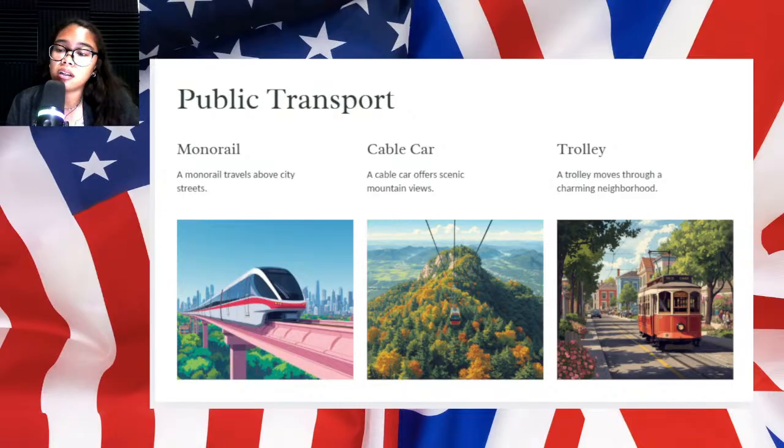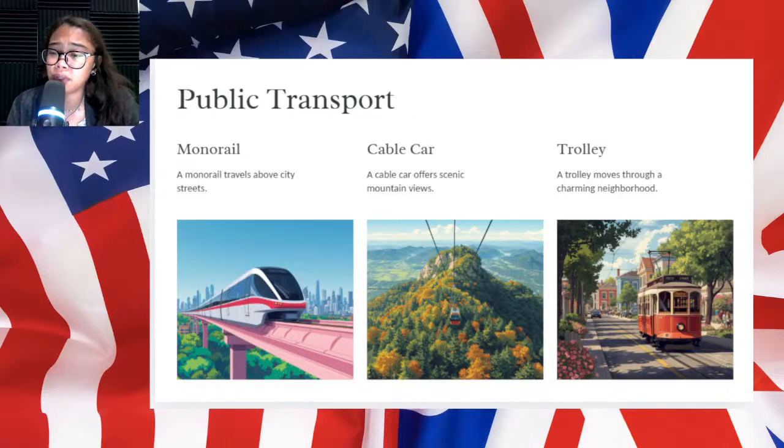The word mono means one, which describes a single beam the train sits on. Some monorails straddle the beam, like sitting on a bicycle, while others hang underneath it. Because they run on electricity and they use rubber wheels and a smooth concrete rail, they are very quiet and move with a gentle gliding feeling, which makes them a very comfortable way to travel through a busy, noisy city.